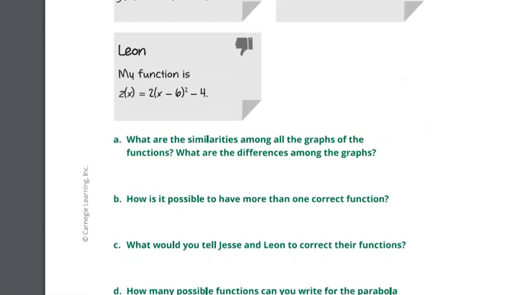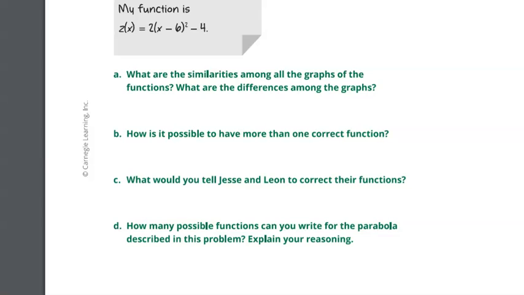So your task here is to answer these 4 questions. A: What is similar about all 5 graphs, and what is different among the graphs? B: How is it possible to have more than one correct function? C: How would you tell Jesse and Leon to correct their functions? And D: How many possible functions can you write for the parabola described in this problem?